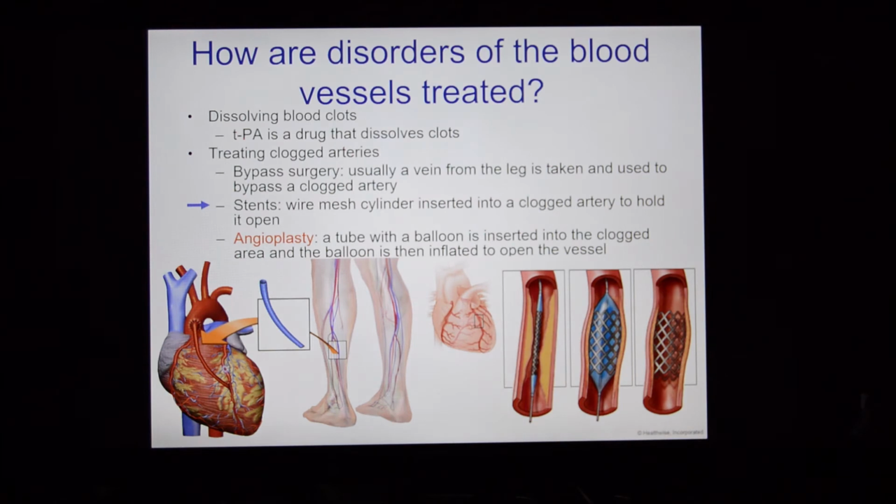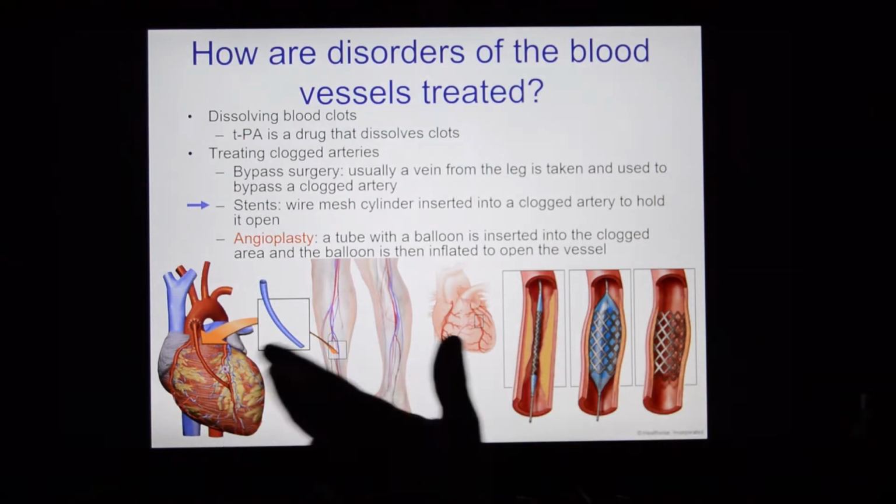Okay, so what we tend to do is first we do stents and angioplasty, and then if that's not doing as well as it has to do to keep the person working, we'll go in and do bypass surgery. It works.